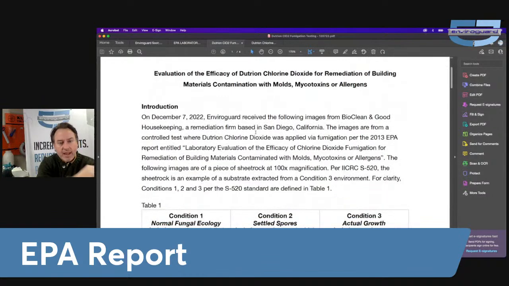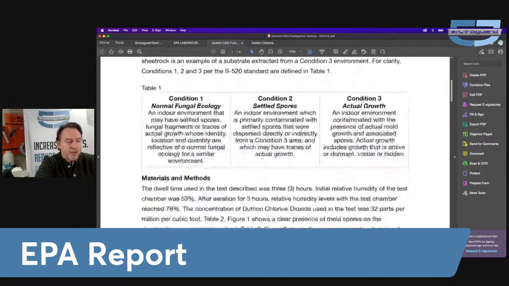So here is a report that I recently put together from December 7th of 2022, when BioClean and Good Housekeeping out in San Diego, California, first delivered some images to me that were before and after images at 100x magnification based upon this EPA lab data. So all of the information caused us to question, in both condition 2 and 3 environments, can we get the reduction that we're looking for using chlorine dioxide fumigation?